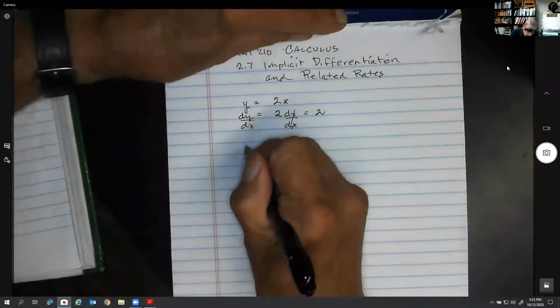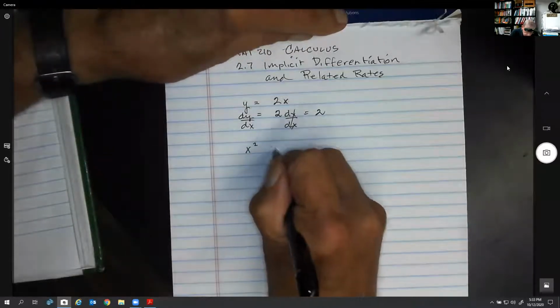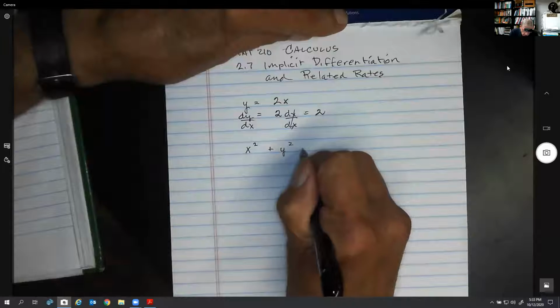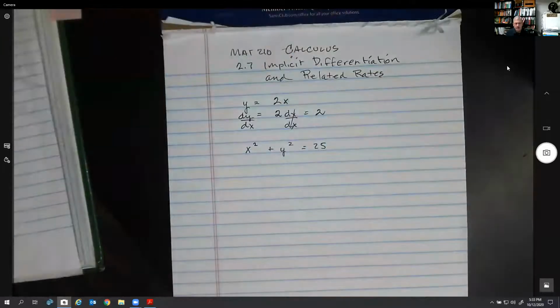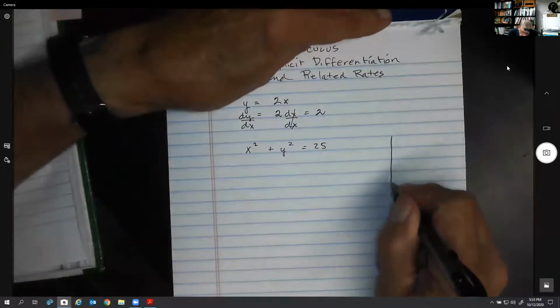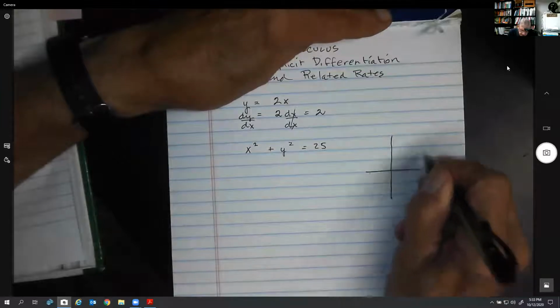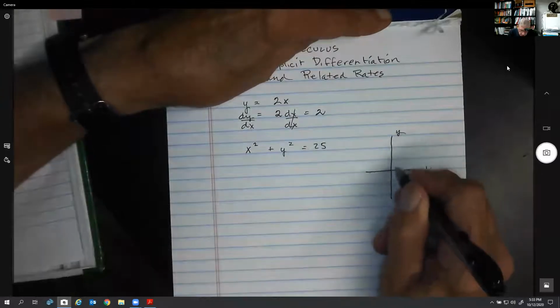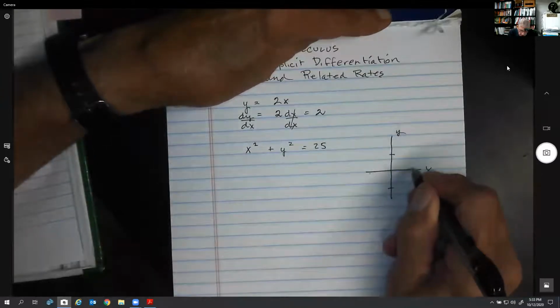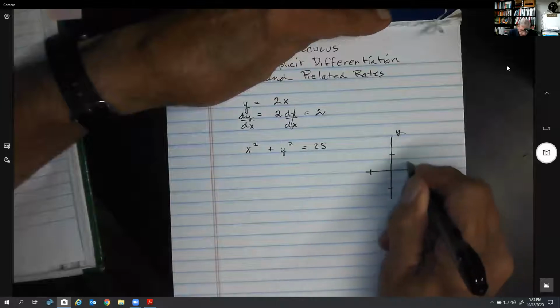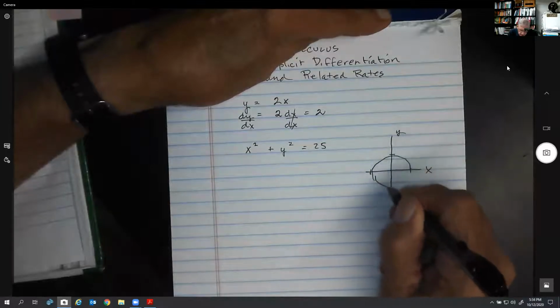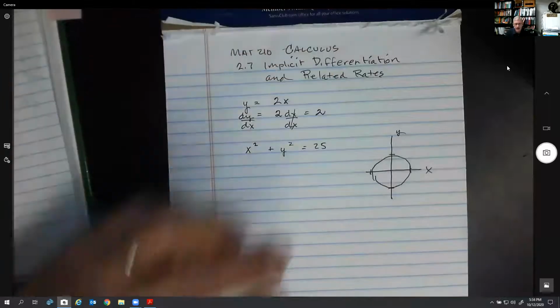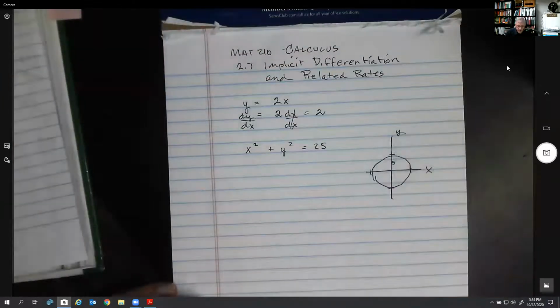Let's take an equation of a circle. x squared plus y squared equals 25. This is the general equation of a circle. Here's your x-axis, here's your y-axis, and the square root of 25 is 5, so the radius of this circle is exactly 5 units. So this would be a picture of the circle. This would be 5 here, 5 units. So that's what we call the equation of a circle.